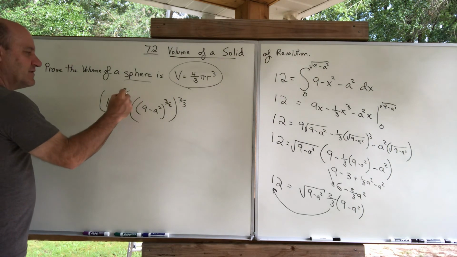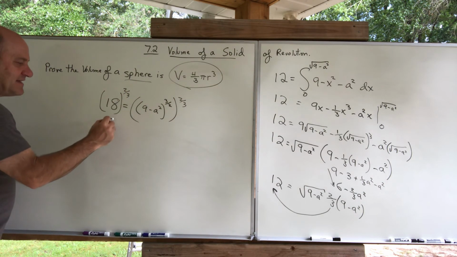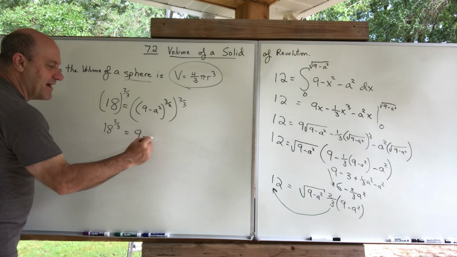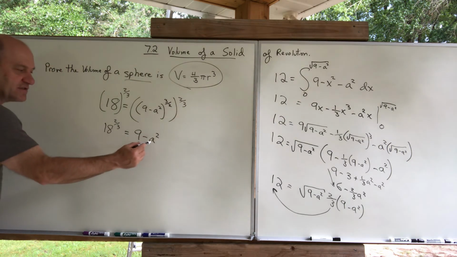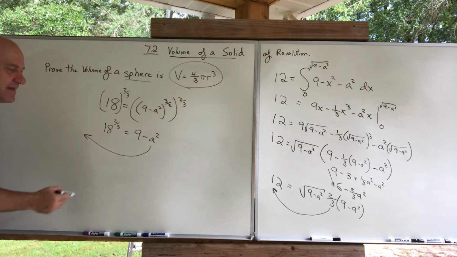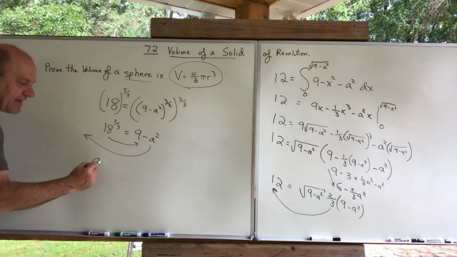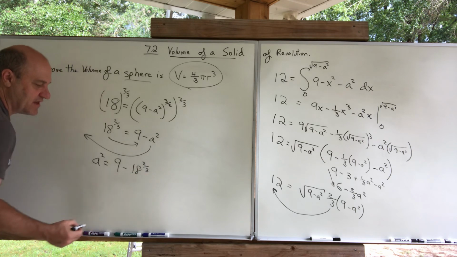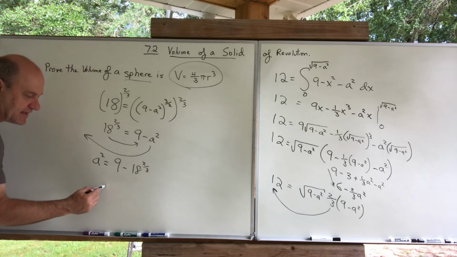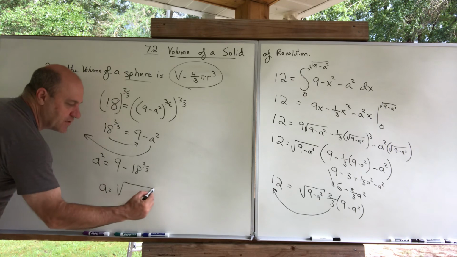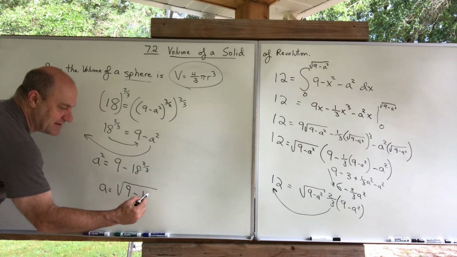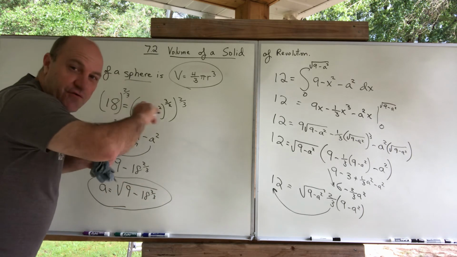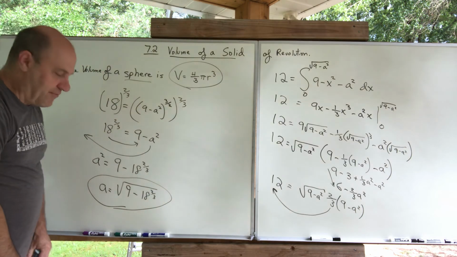Raise this to the 2/3. Raise this to the 2/3. And we get 18 to the 2/3, which I'm not going to do. And this cancels. We get 9 minus a squared. Man, we're close. To solve for a, let's subtract this to this side. A squared is 9 minus 18 to the 2/3. And finally, take the square root of both sides. A is the positive square root of 9 minus 18 to the 2/3. Wow, that's the number you need to drill a hole and remove 1/3 of the volume.